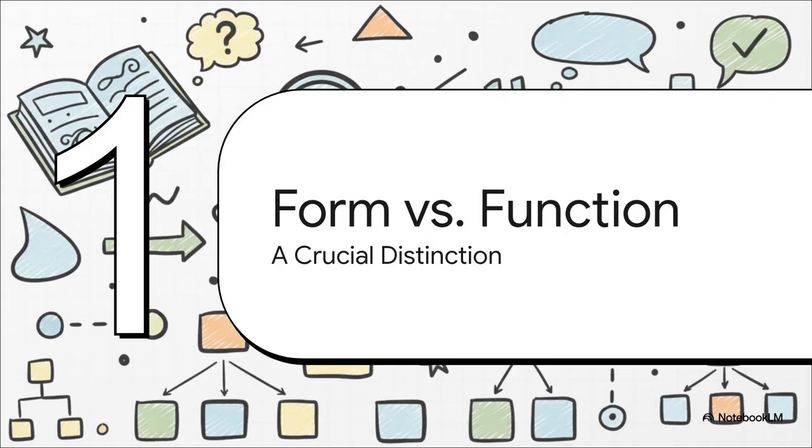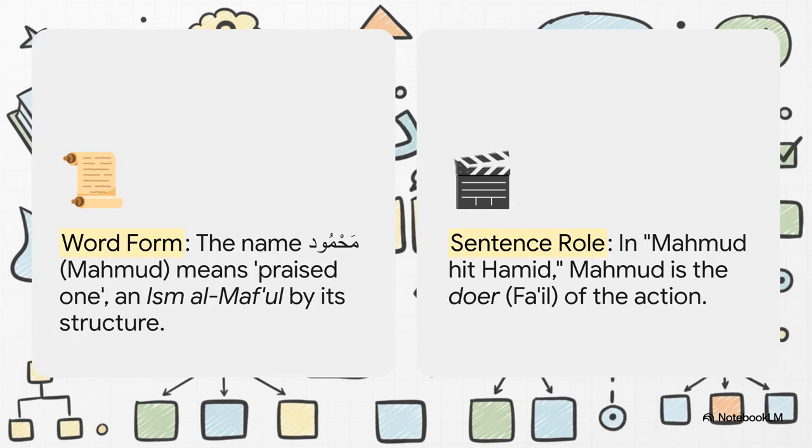Okay, let's pause here because we're about to tackle a super important distinction, one that honestly trips a lot of people up. We have to be able to separate a word's form, you know, how it's built, from its function, which is the job it's doing in a particular sentence. These two things are not always the same. This slide right here is so important to get.